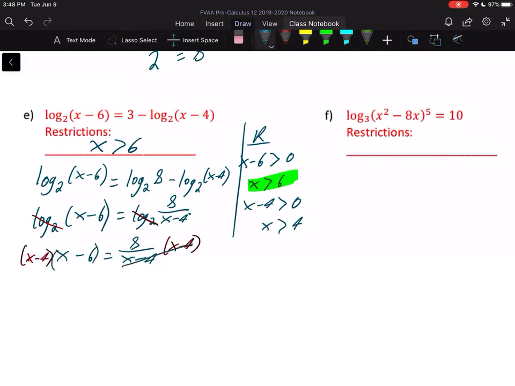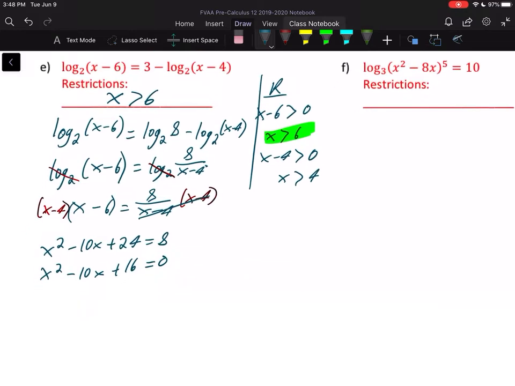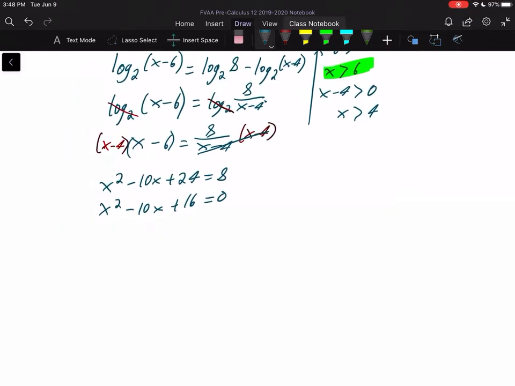Once you FOIL, which is x squared minus 10x plus 24 is equal to 8. X squared minus 10x minus 8, so that's plus 16, is equal to 0. All right, and you can factor this out as x minus 8 and x minus 2 is equal to 0. X is equal to 8, x is equal to 2. Okay, so those are your two solutions.